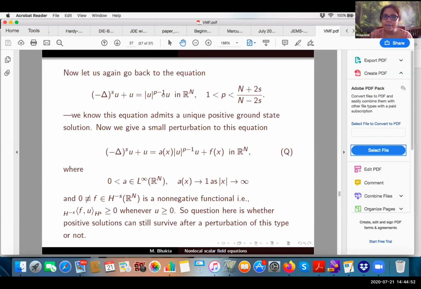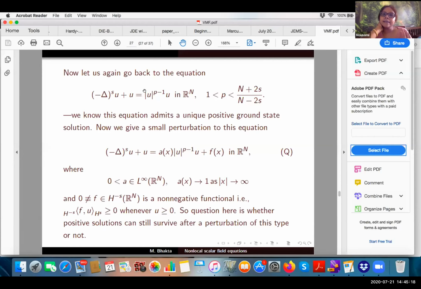If you take the critical or subcritical case, using the Pohozaev identity you can show there is no existence of solution. Can you see my screen? Right, I can see. Yes. So for the critical or subcritical case, this problem does not admit any solution, and one can show that by the Pohozaev identity.